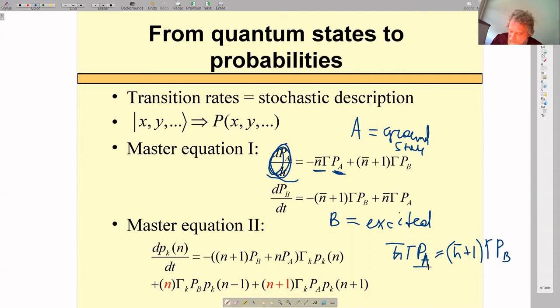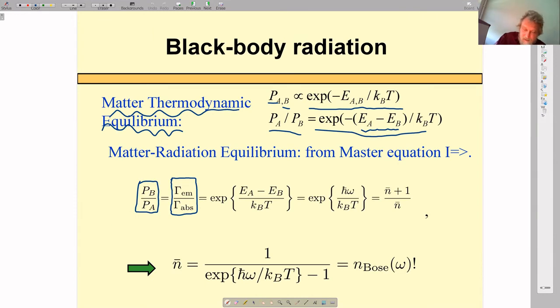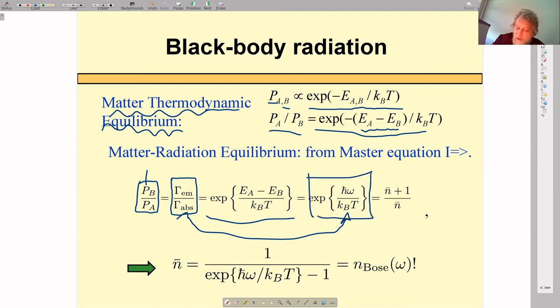Now I can divide it by B, and I can derive it by this, just transferred here. So there is a ratio of the rates. The ratio of probabilities in the stationary state should be the same as the ratio of the rates. Good, but these probabilities are determined from thermal equilibrium, which means that the ratio of the rates will depend on the energy of the boson involved and temperature.